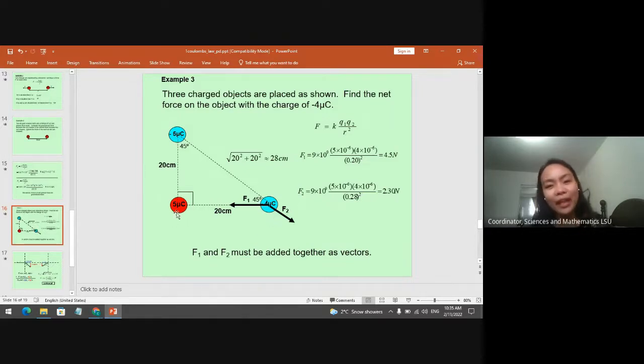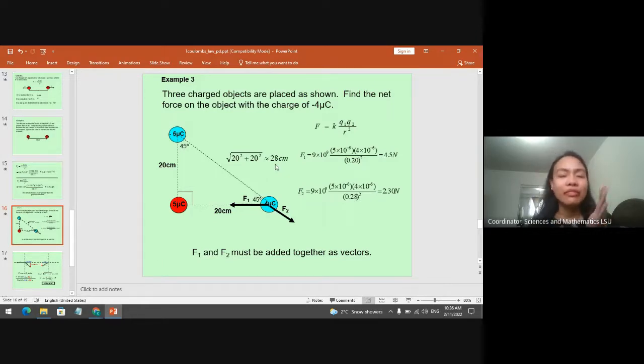Now, they form a right triangle, right? So that means this is the hypotenuse. You can compute for the hypotenuse using the Pythagorean theorem. C squared is equal to A squared plus B squared. So the value for our hypotenuse here, 20 squared plus 20 squared, is 28 centimeters. So negative 5 microcoulomb and negative 4 microcoulomb are 28 centimeters apart.